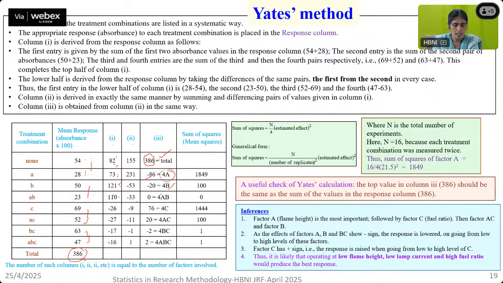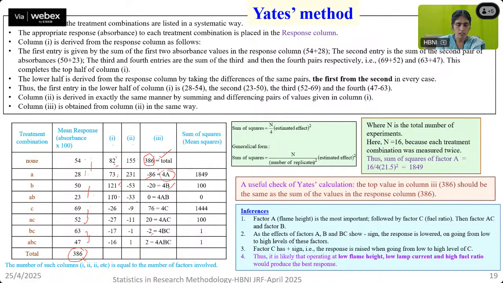When you are seeing the combined effect of A and B, that is flame height and lamp current, you see that the impact is not much visible, almost near to 0. C has got a positive value. That means the fuel to oxidant ratio has positive impact. If you increase it, definitely the response is going to increase. The combined effect of A and C, flame height and fuel oxidant ratio, you see that it is going to increase. And combined effect of lamp current and fuel oxidant ratio, there is a small negative value. That means if you go to higher input parameters, you see a decrease in the response, but the change is not that much.